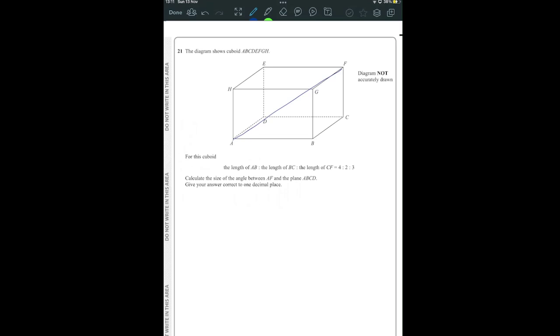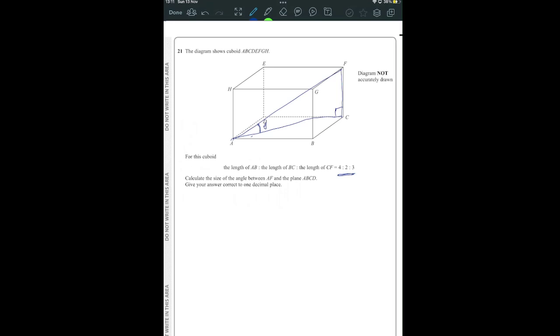So if you ever find the angle between a line and the base, then you have to drop that line so it hits the base at a right angle. So the triangle that we actually care about is AFC. The angle we care about is the angle down at A. Well, the problem is we have no side lengths whatsoever. So let's make some up. We're going to make them up so that it matches this ratio.